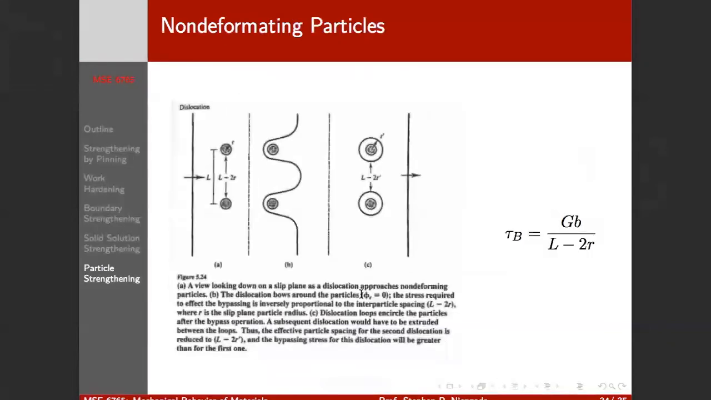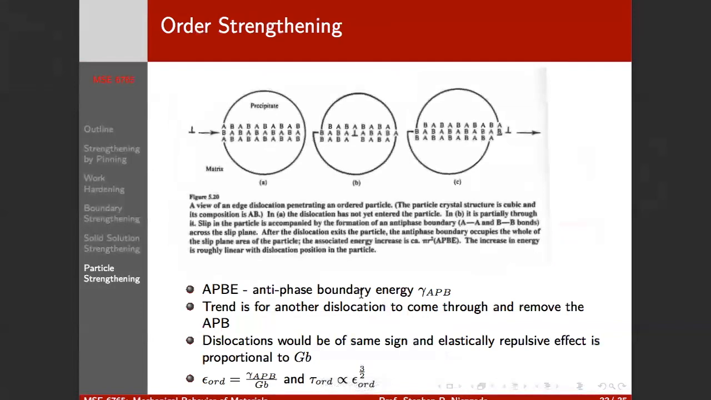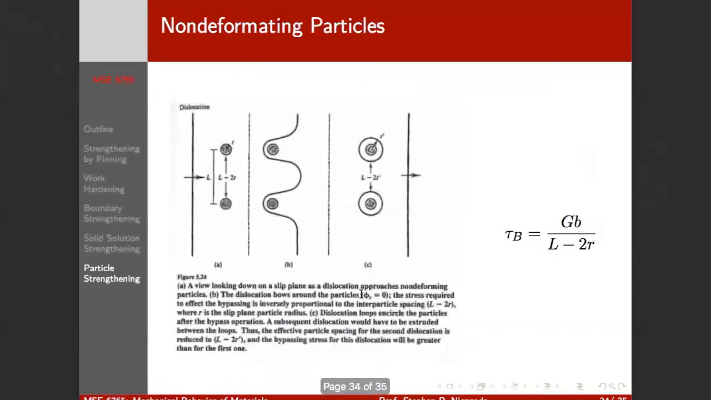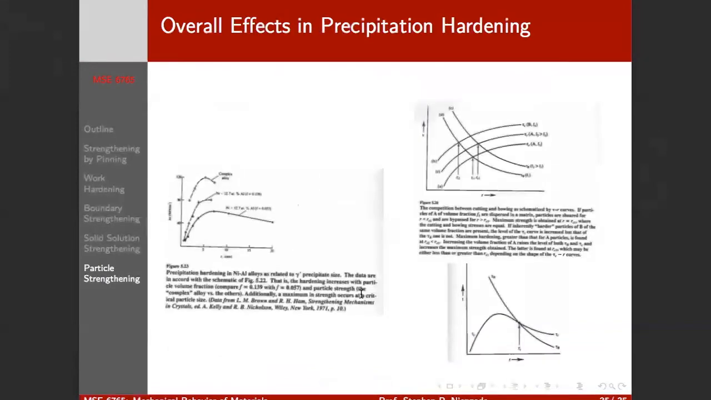right? And so those are all the effects of cutting through particles, right? As the particle gets larger, we're not going to be able to cut nearly as well, right? So then we're going to bow around, right? And then we're back to Orowan bowing. So the general trend is going to be as we get larger, it's going to be more difficult to cut, right? But bowing becomes easier, right?